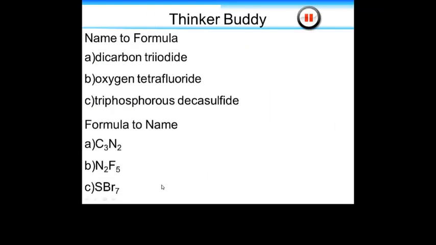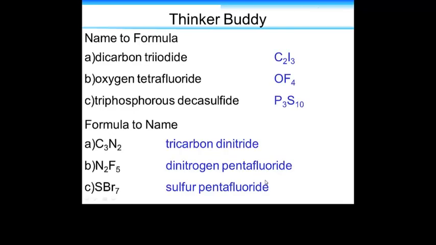Now you should give it a try and do a little practice. Try to create the chemical formula from these names here, and then convert the formula to name down here. And these are the answers. If you have a question on any of them, feel free to post on discussion board or email your instructor.